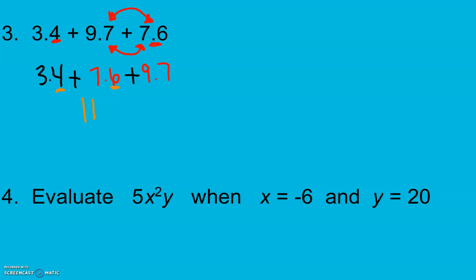And now I bring down the rest of it. So I'm still adding that 9.7. I can go ahead and do that now. 11 plus 9 gives me 20, and then I still have that 0.7 as my decimal place.